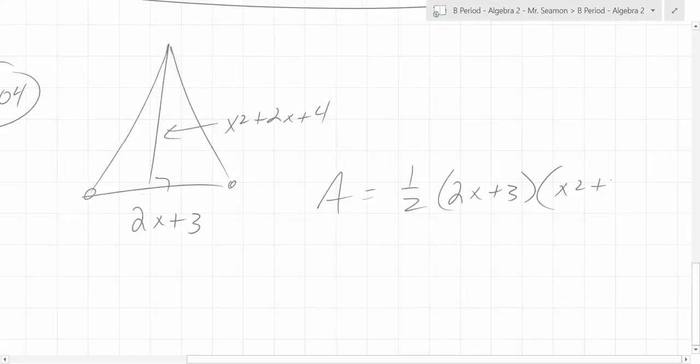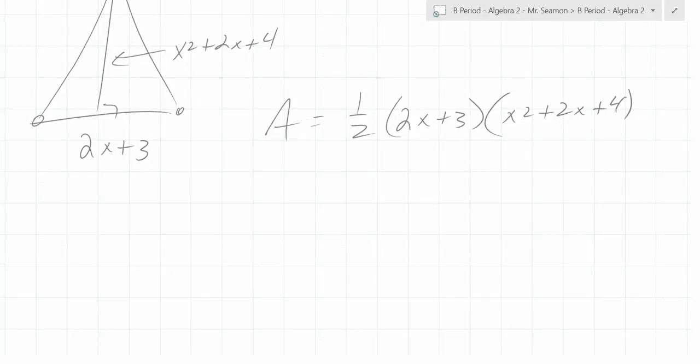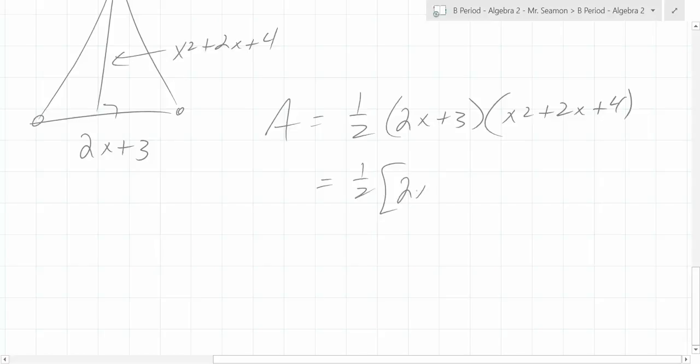x squared plus 2x plus 4. They just want you to multiply that out. That's it. So just that 1/2 is along for the ride, so you multiply everything else, I get 1/2 times 2x cubed plus 4x squared plus 8x.